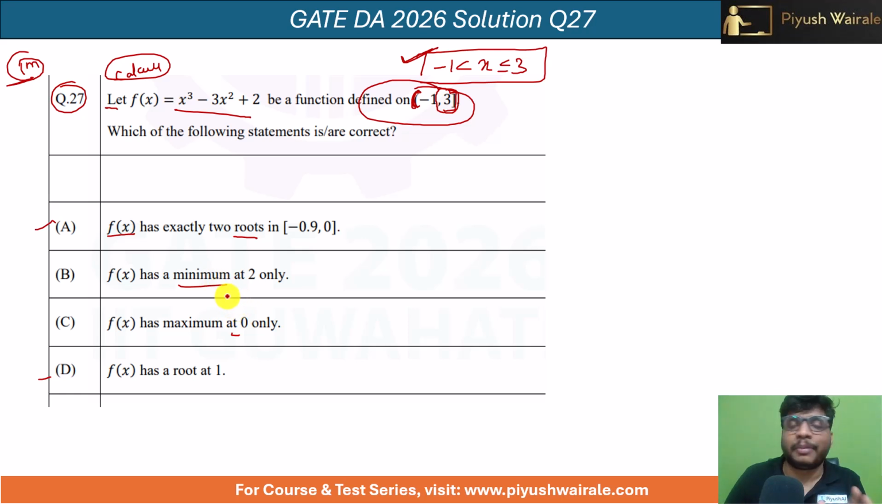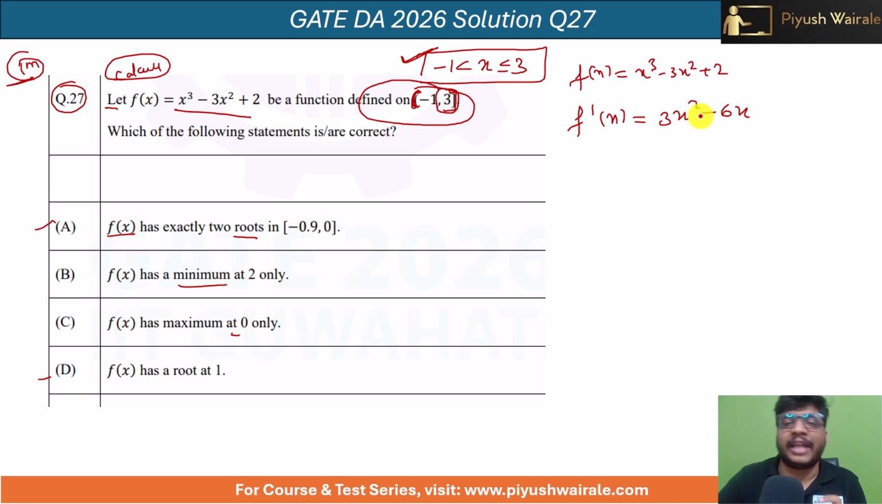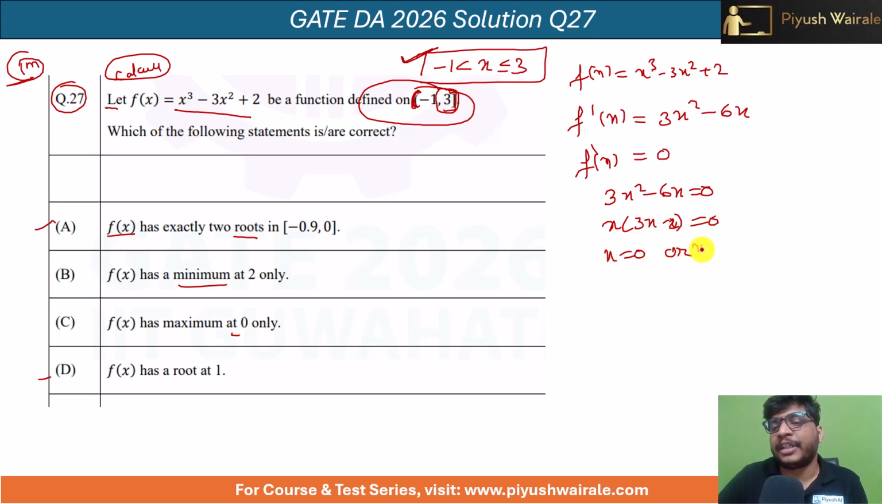So let's first discuss maxima and minima. We have the function f of x equals x cube minus 3x square plus 2. To find the maxima and minima, first we have to take the derivative of f of x. That is f dash of x equals 3x square minus 6x. Now we have to find the turning points, that is f dash of x equals 0. So we equate this to 0: 3x square minus 6x equals 0. We can take 3x common: 3x times (x minus 2) equals 0. That is x equals 0 or x equals 2.